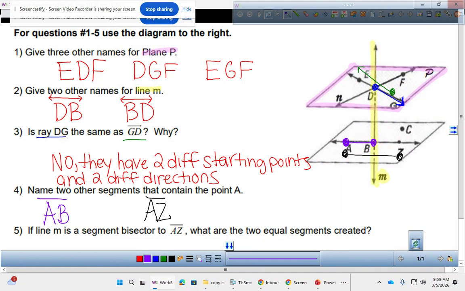What you could not say for this one is AB and then BA, because those are the same segment. So that would just count as 1 segment. You couldn't say AZ and then ZA, because that's the same segment as well. So that's the second one, right? Those are 2 different segments. So you would need 1 of each of those. 1 from the purple, 1 from the black.